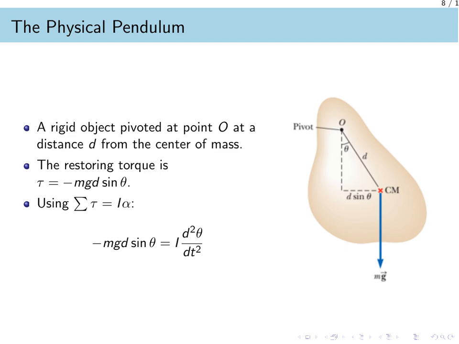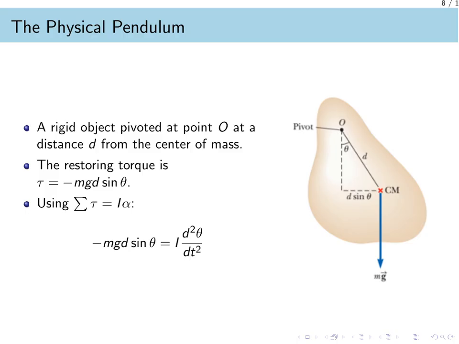Unlike the simple version, a physical pendulum is a rigid object of any shape that is pivoted at a point, O. This pivot is located at a distance d from the object's center of mass, labeled cm. When this object is displaced, gravity acts on the center of mass to create a restoring torque.